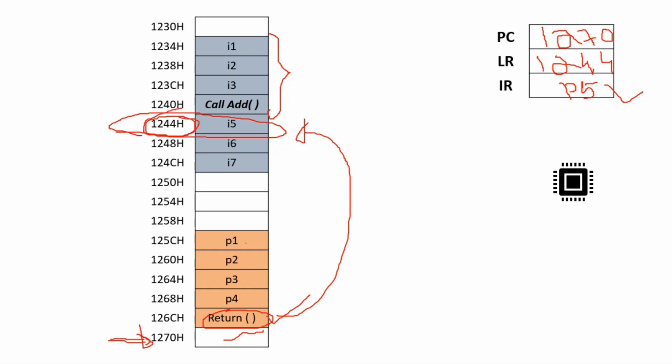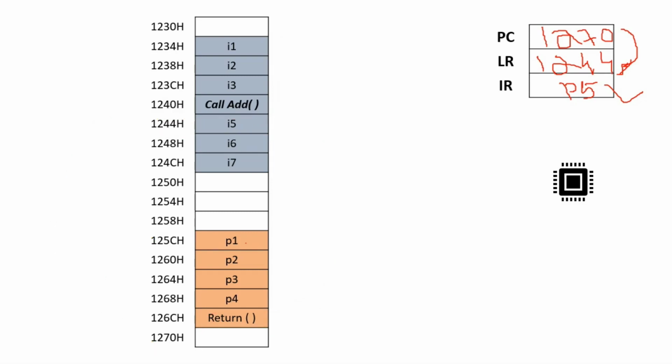Whenever we came to the subroutine from the main program, do you remember, we copied the actual address of PC to the link register, right? That means we can just go back. When the add instruction was being executed, PC was pointing to 1244. We copied that 1244 into the link register and updated PC to 125CH, since the executed instruction is nothing but a function call.